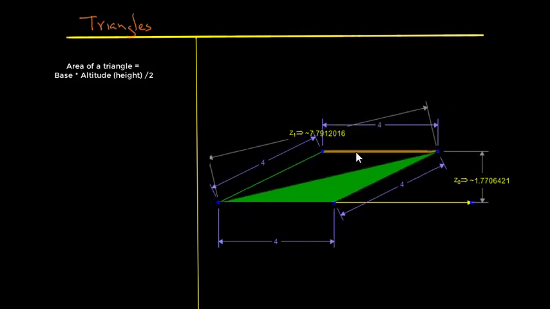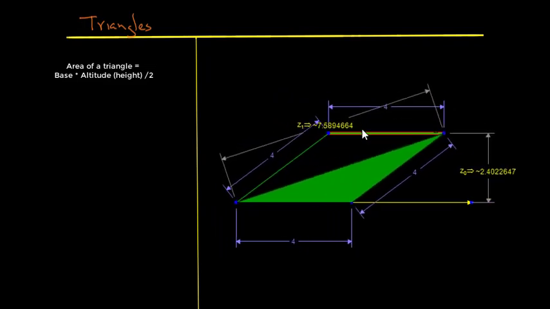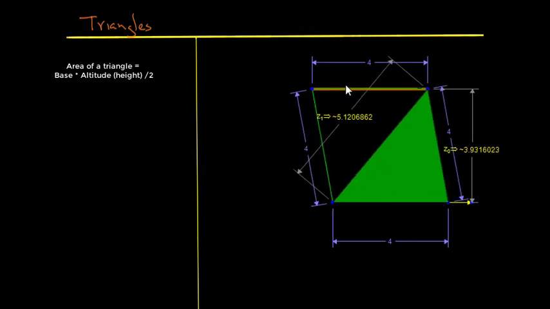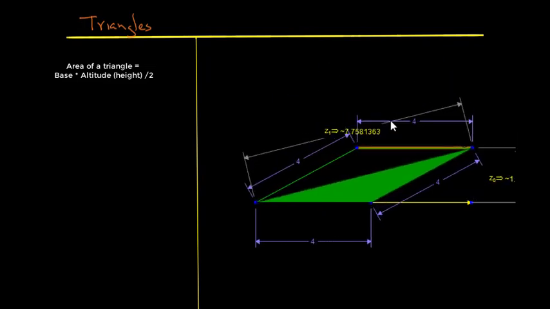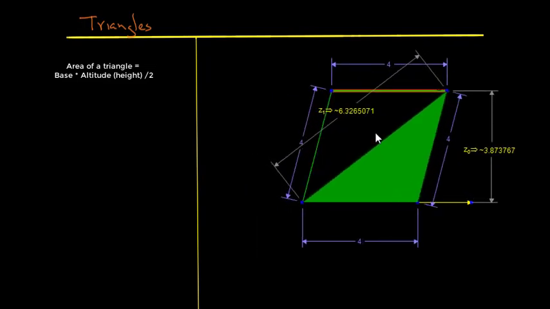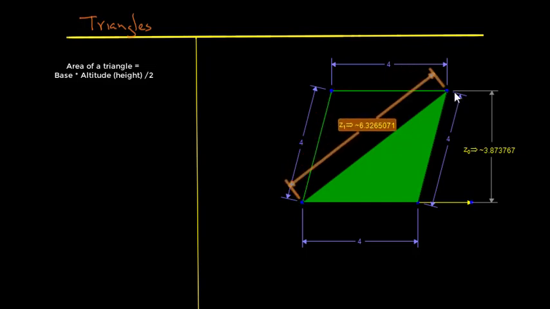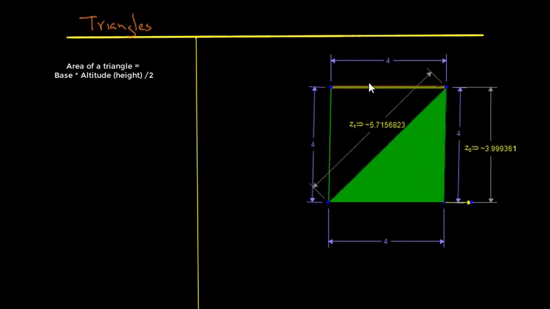So you see that hypotenuse getting longer. Now the other sides are still staying the same. They're still 4 and 4, but this hypotenuse, the distance from here to here, is getting longer or shorter.